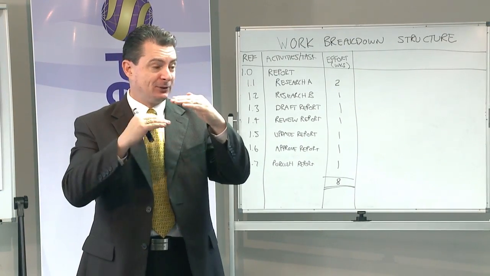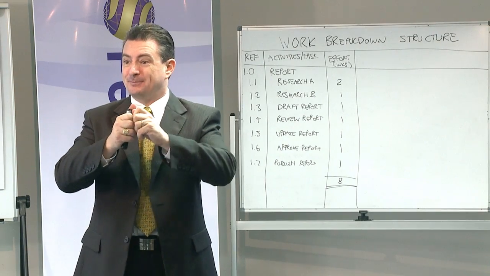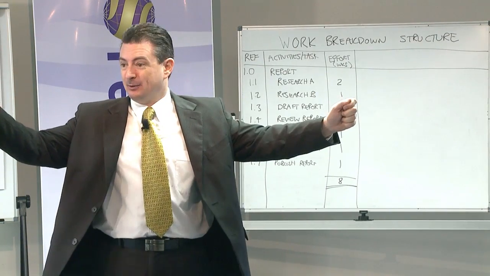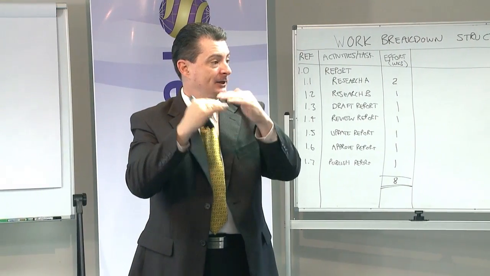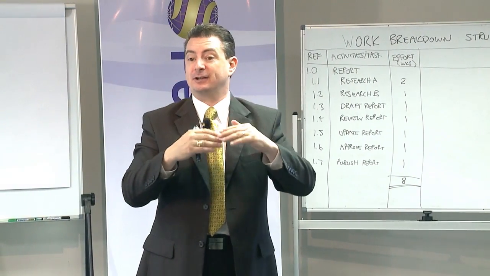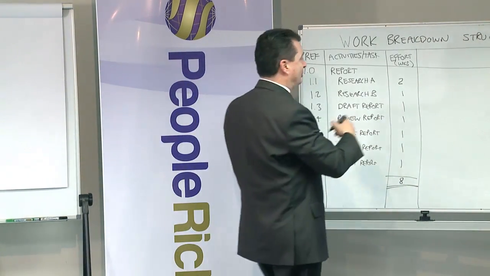Because if you don't have enough resources, if you're a one-person project, you're going to be actually doing it in 8 weeks. But if you were able to bring people in and do things in parallel, you could actually fast track it. So when we look at that, we have to look at something called dependencies.